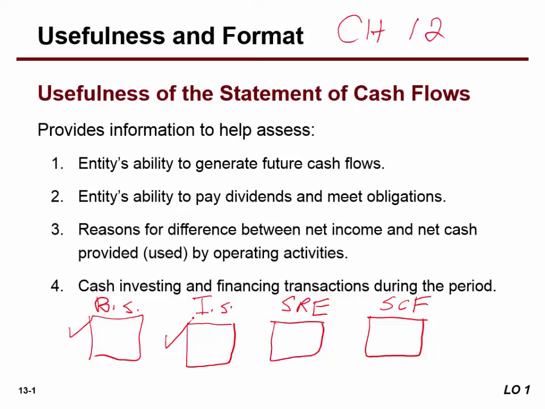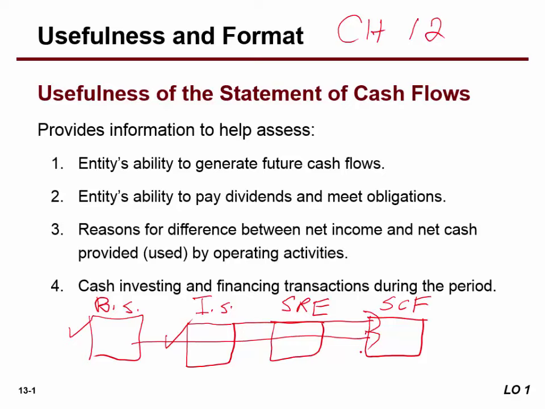But for the statement of cash flows, what we do is we basically analyze the income statement, analyze the balance sheet, and that ends up yielding what we report on our statement of cash flows. So we literally take the two statements that we've already prepared and we analyze those two statements to prepare a statement called the statement of cash flows. Now, if the statement of cash flows is simply pulling information off of those other two and reporting it in a different format, then why do we need it?